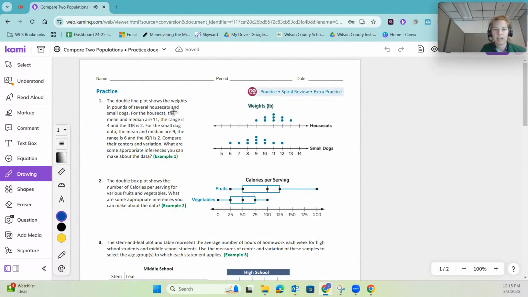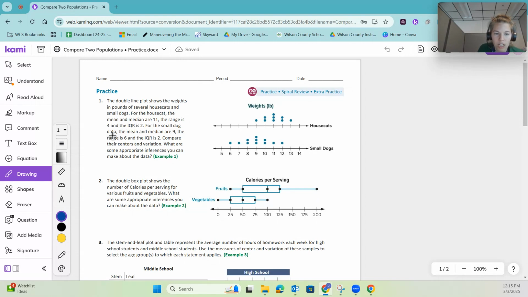Today we will be comparing populations in data sets. The double line plot shows the weights in pounds of several house cats and small dogs. For the house cat, the mean and median are 11. The range is 4 and the interquartile range is 2.